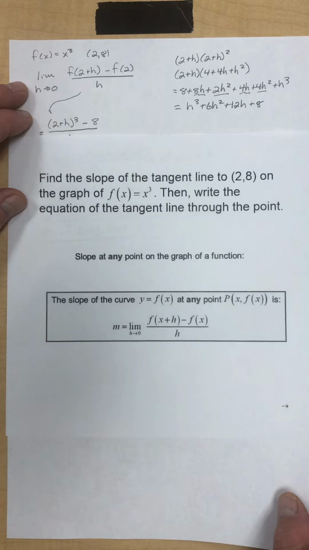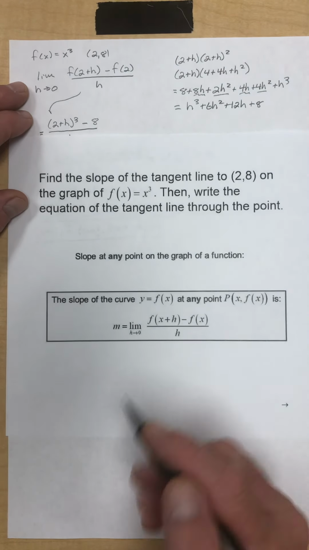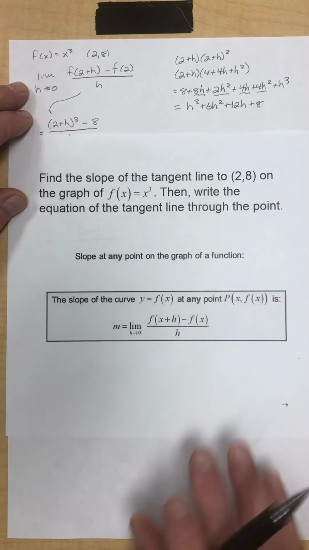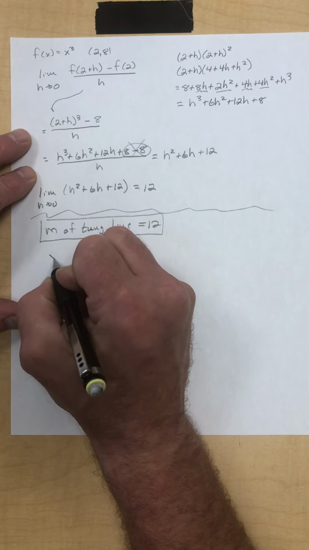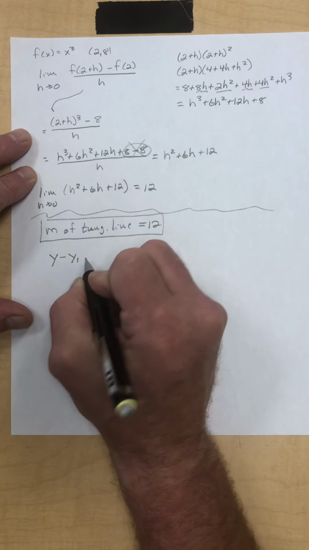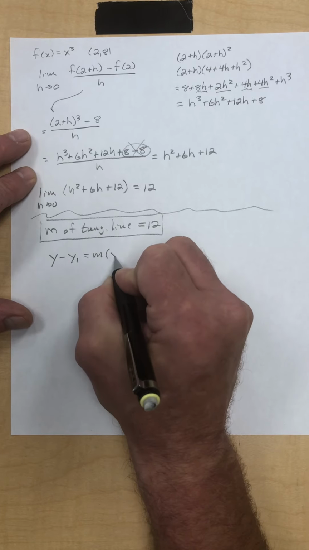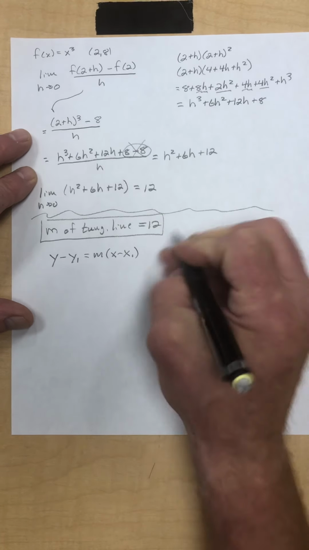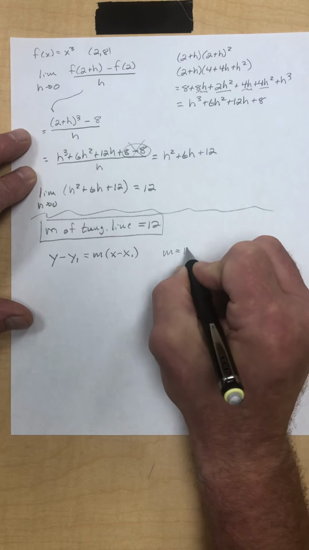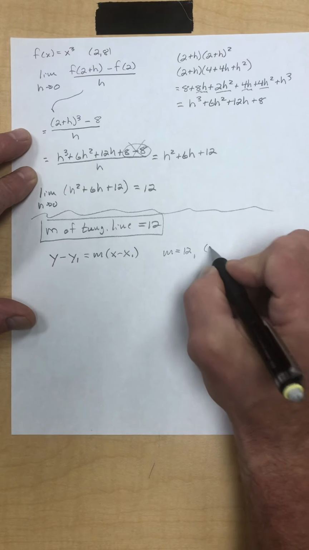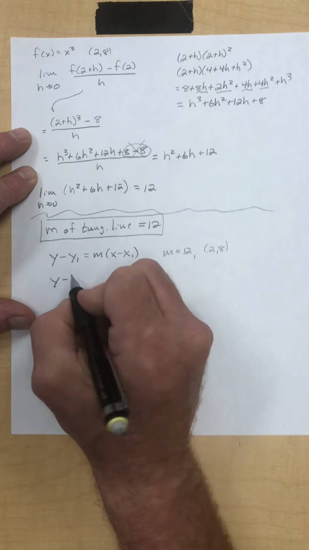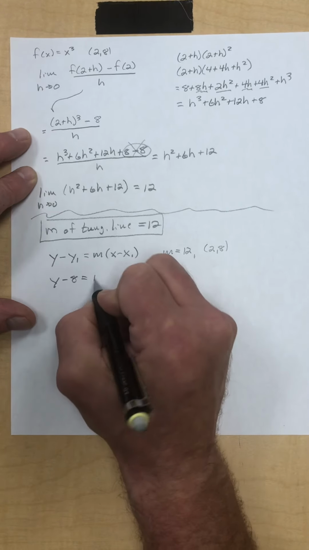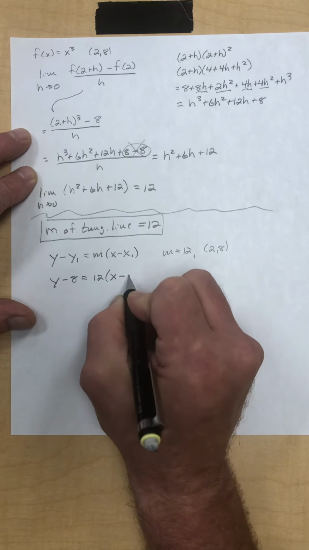So we found the slope, and then write the equation of the tangent line. So I have the slope, and here's my point on the line. Okay, so I use point slope formula. So I go to y minus y sub 1 equals the slope times x minus x sub 1. Okay, and I use slope of 12, and I use the point 2, 8. And so we get y minus 8 equals the slope, which is 12, times x minus 2.